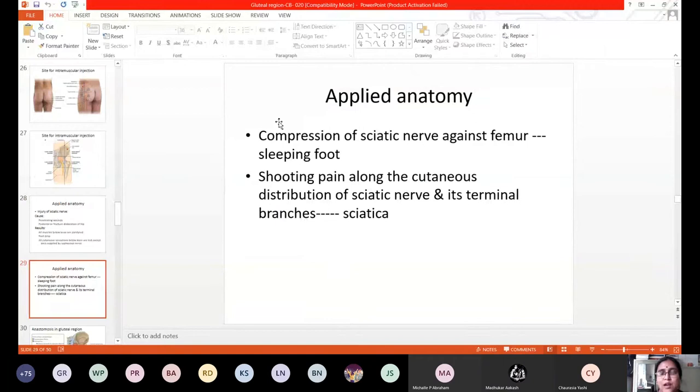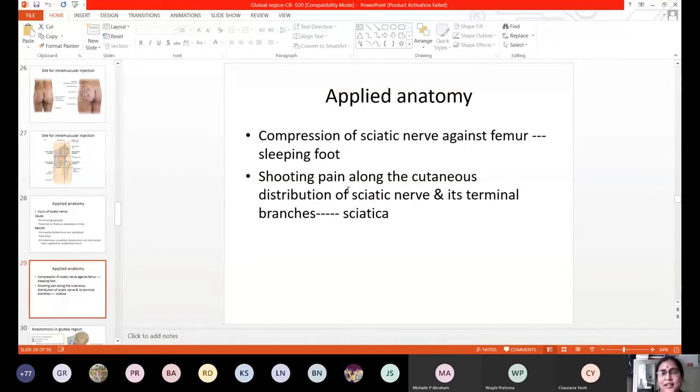Now, sometimes what happens when you are sitting for a long period of time, or when you are keeping the knee joint flexed for a long period of time. Behind the knee joint there is a fossa known as the popliteal fossa, and the sciatic nerve has a relation in the popliteal fossa, especially two branches of the sciatic nerve, the tibial and common peroneal nerve. So if there is compression of the sciatic nerve against the femur during a long sitting position, there is a slipping foot.